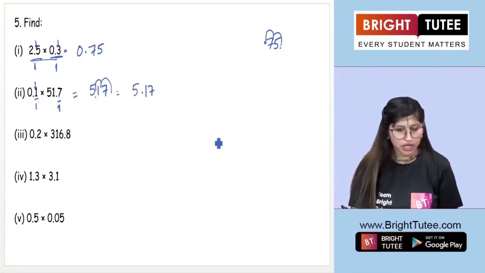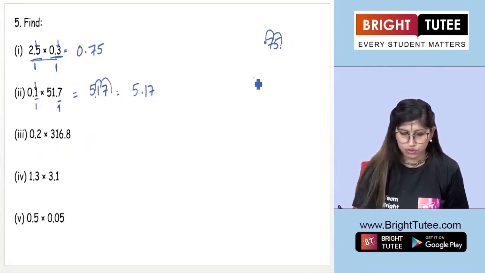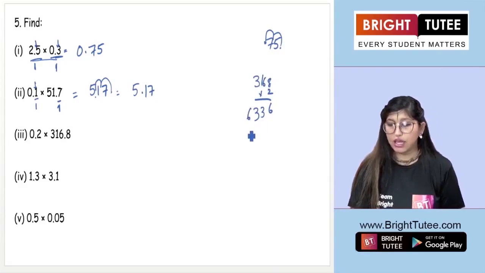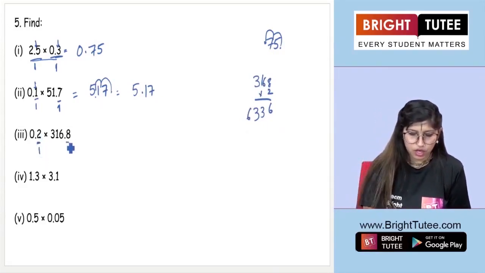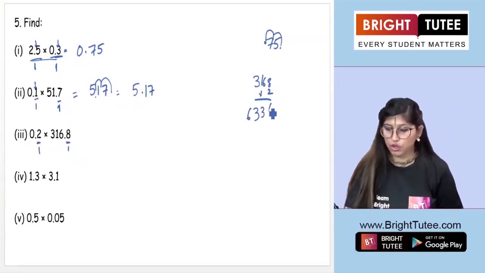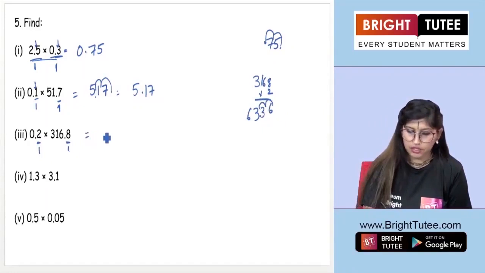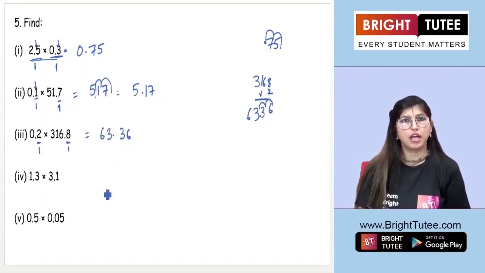Moving on to another part. So the third part says, first of all we're multiplying this. So 3168 multiplied by 2 is 6336. So 1 place over here, 1 digit over here. So 2 digits. So what do we do? Yes, we're shifting 2 digits to the left. So the final answer which we'll be getting is 63.36.